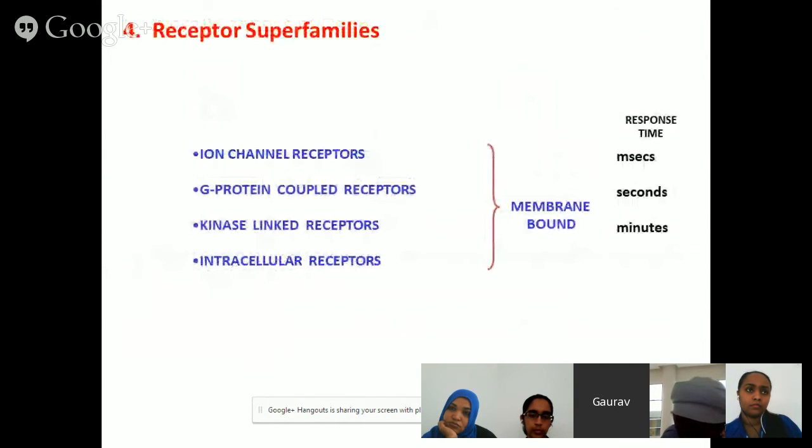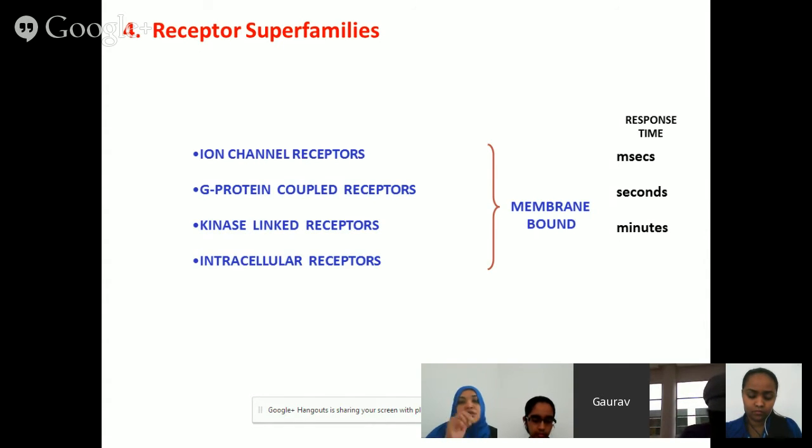Now let's discuss receptor superfamilies. There are four common types of superfamilies. First, ion channel receptors, and their response time is in milliseconds. Next, G protein coupled receptors and kinase linked receptors. Their response timing is in seconds. And last is intracellular receptors. Their response timing is in minutes. So let's discuss all these receptors one by one.